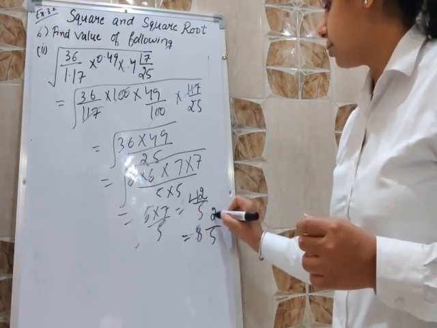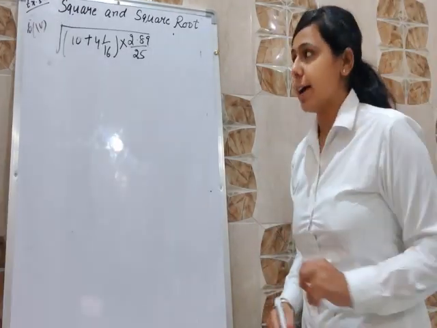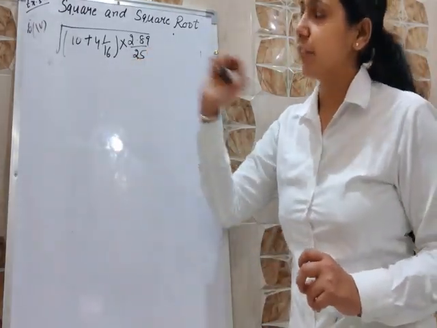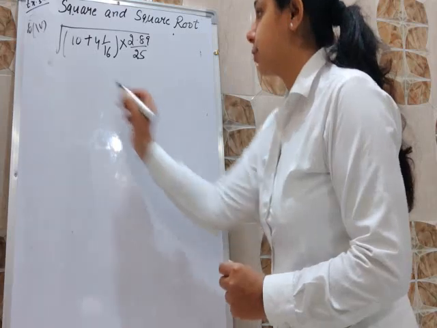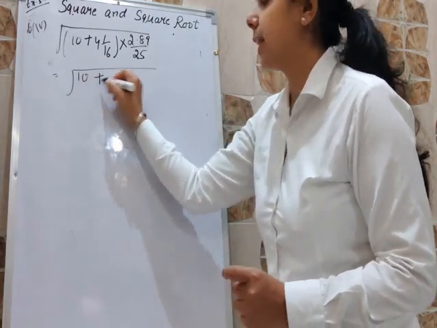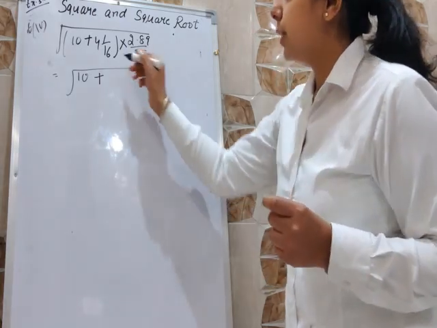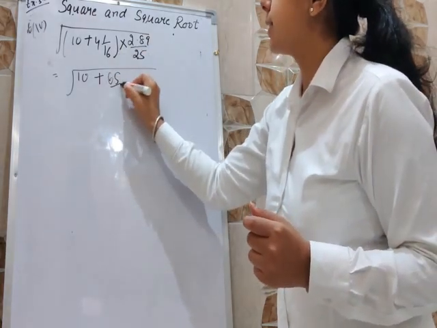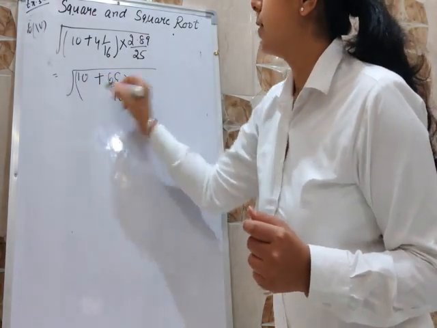5 8s are 40 and 2. You have to find the value by using simplification. So what do we have to do? First of all, write in the simple form. This is given in the mixed fraction.